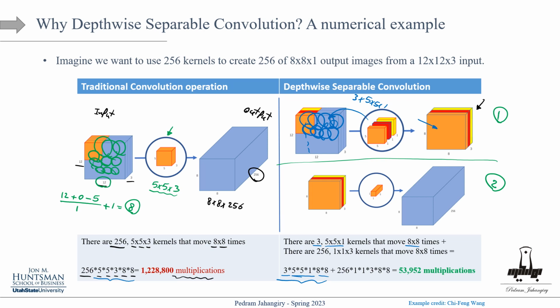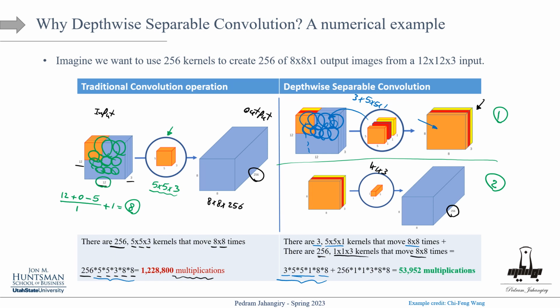So for example, if I use 1 by 1 by 3, I'm going to reduce the number of channels from 3 to 1. Okay. So now that we have 1 channel, we're going to repeat this process 256 times. So the second step is, we have 256 of these kernels, 1 by 1 by 3, that are moving around 8 by 8 times.